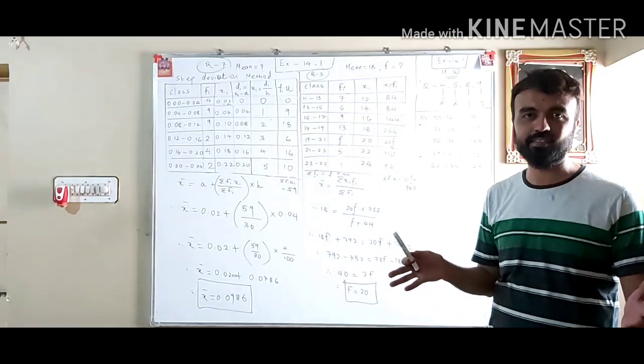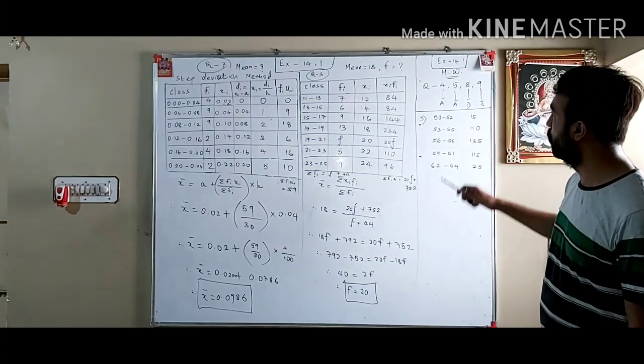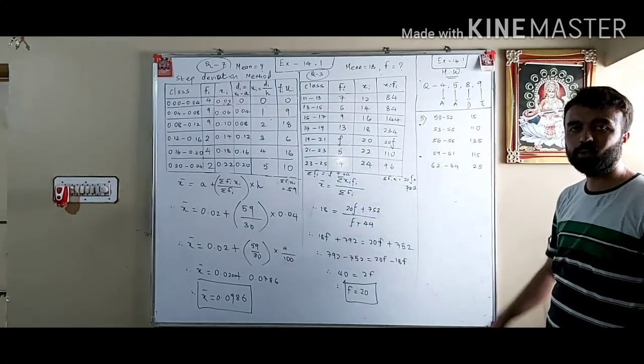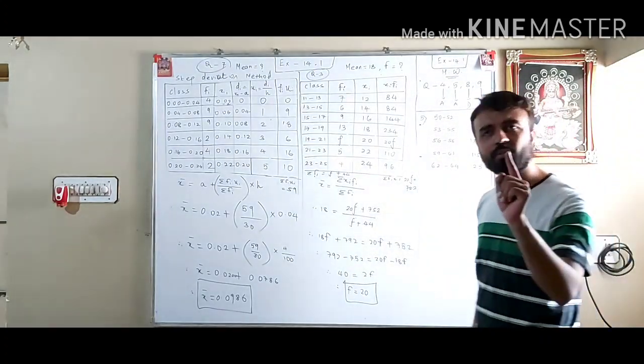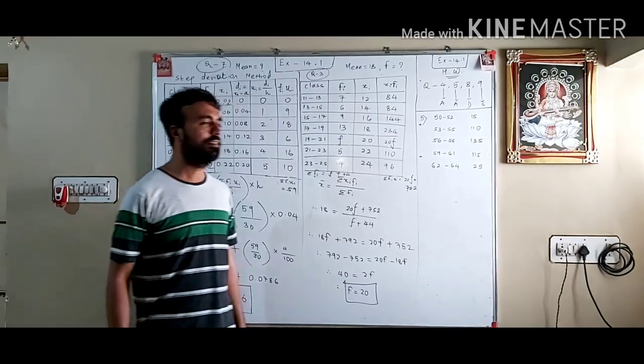all 3 methods. But one last thing I want to tell you: whenever you start the 5th question, which I told you to solve by the assumed mean method, you will find one small problem. What is the small problem?